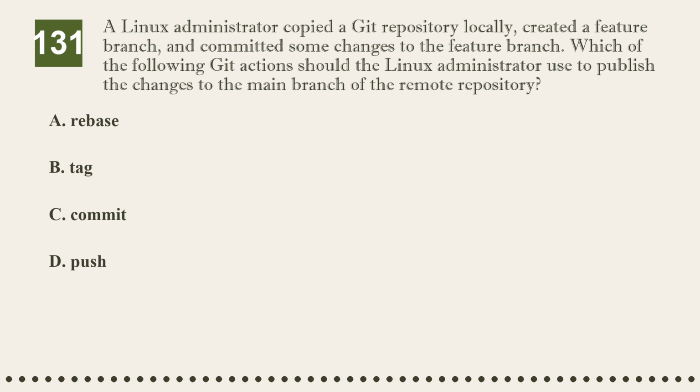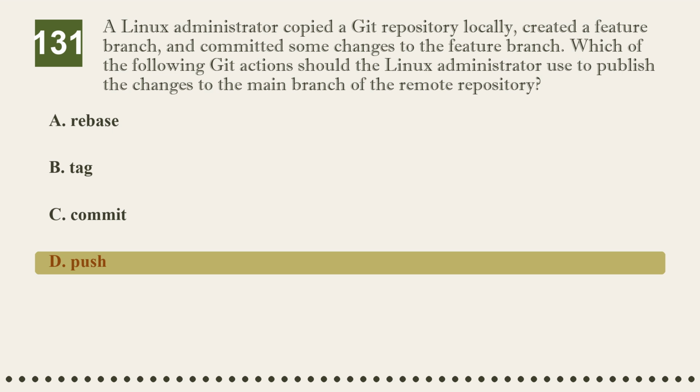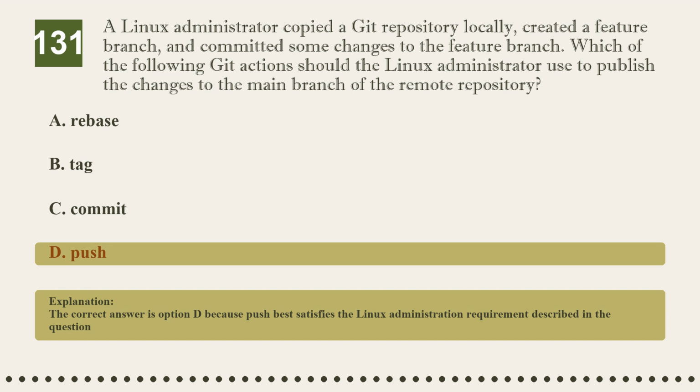Question 131. A Linux administrator copied a Git repository locally, created a feature branch, and committed some changes to the feature branch. Which of the following Git actions should the Linux administrator use to publish the changes to the main branch of the remote repository? Option A, rebase. Option B, tag. Option C, commit. Option D, push. The correct answer is option D, push. The correct answer is option D because push best satisfies the Linux administration requirement described in the question.